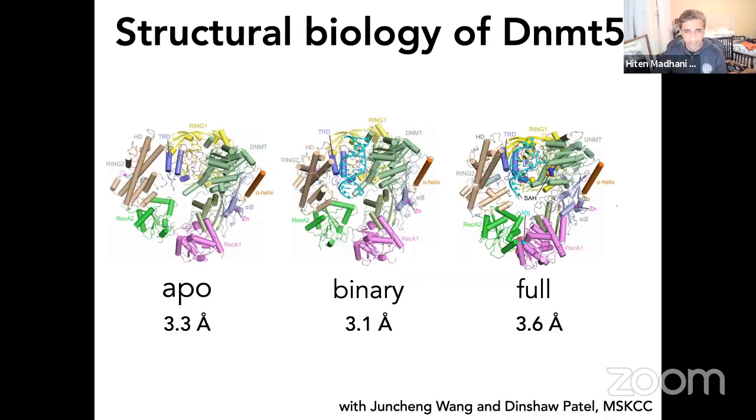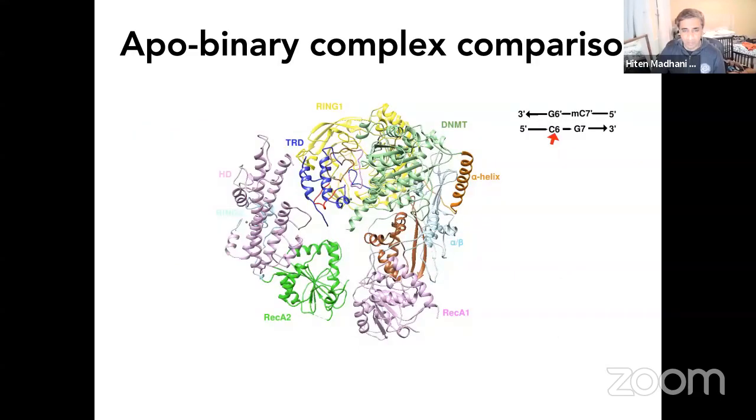And the hints have come from solving, with Juncheng Wang and Dinshaw Patel at Sloan Kettering Cancer Center, cryo-electron microscopy structures of DNMT5, either in an Apo form, in a binary complex with hemimethylated DNA, and then in a complex with hemimethylated DNA along with ATP and SAM analogs. And what I'm going to show you now is just a couple quick movies that describe the differences that we see between the structures and a model for how we think this all works.